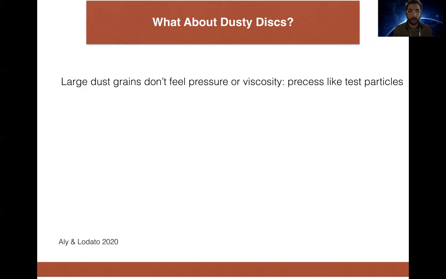But one of the things we found is that, of course, large dust grains that are not affected by drag, and also don't feel pressure or viscosity, will try to precess like test particles, so radially differentially, whereas the gas will precess rigidly. And so you have both components precessing at different frequencies, and that depends on the radius. And because the dust precesses radially differentially, there's always going to be one radius in the disk where both the dust and gas precess at the same frequency. That only happens at one radius.